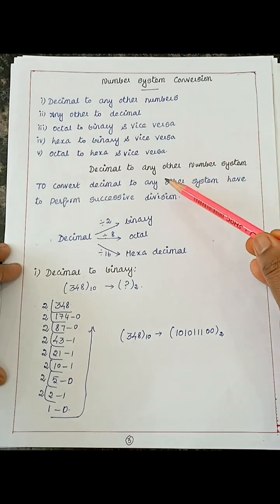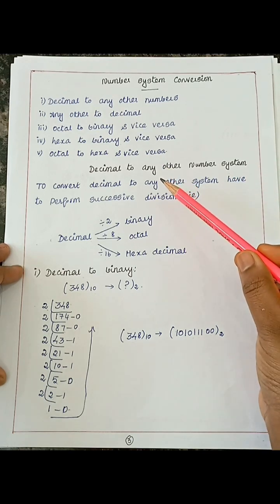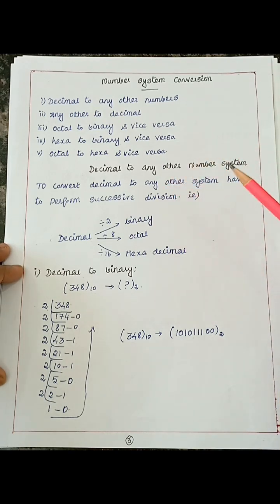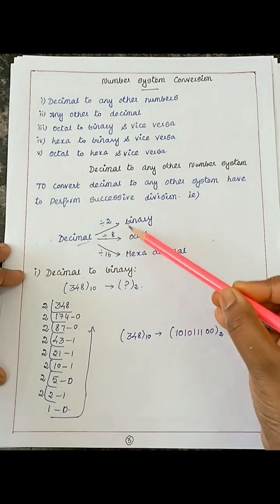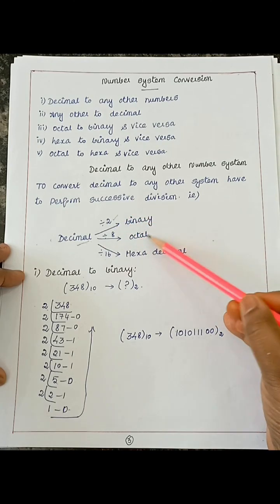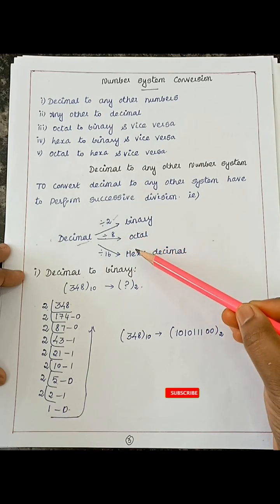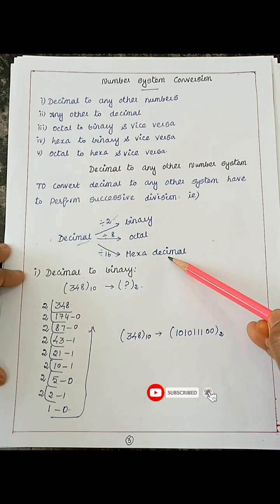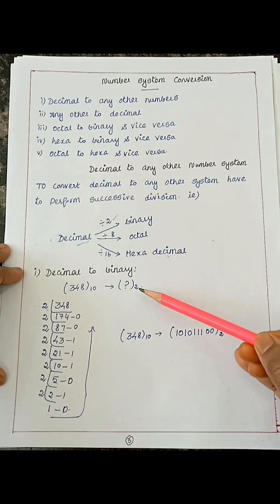The first model is decimal to any other number system. In order to convert a decimal number into any other number system, we have to perform successive division with respect to the radix of the particular number. For example, if we need to convert the decimal value into binary, we have to divide with respect to 2. For octal, we have to divide with respect to 8. And if we need to convert decimal into hexadecimal, we have to divide with respect to 16. So let us see the problem.